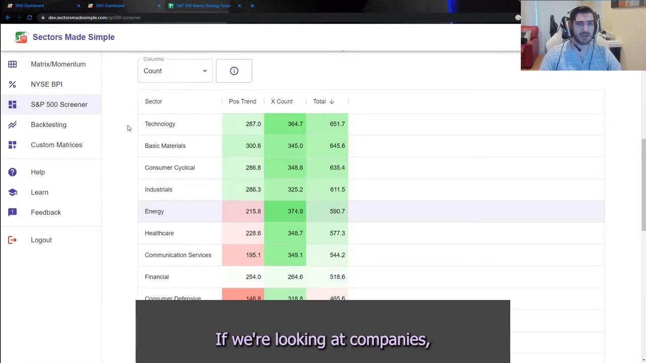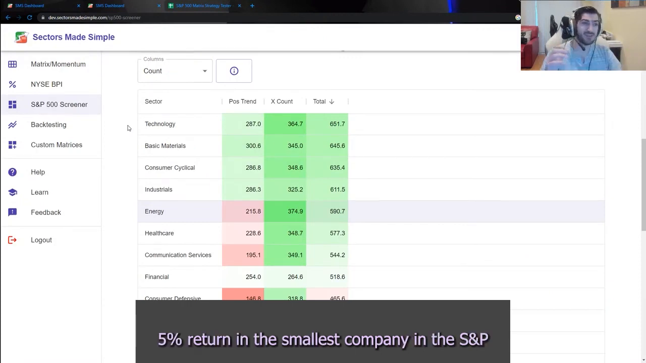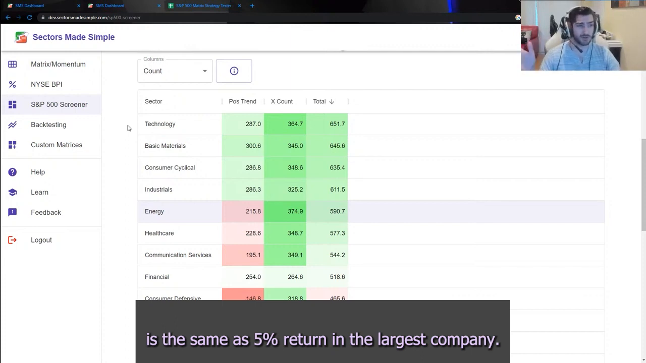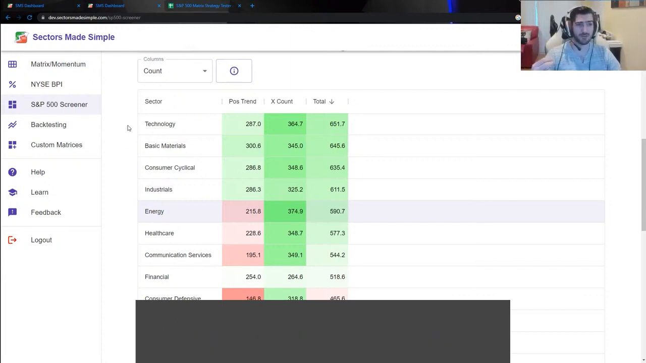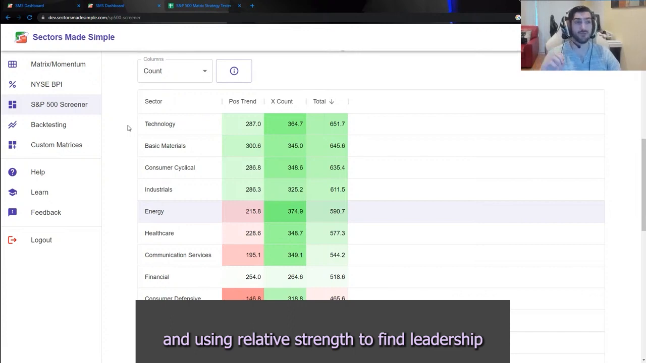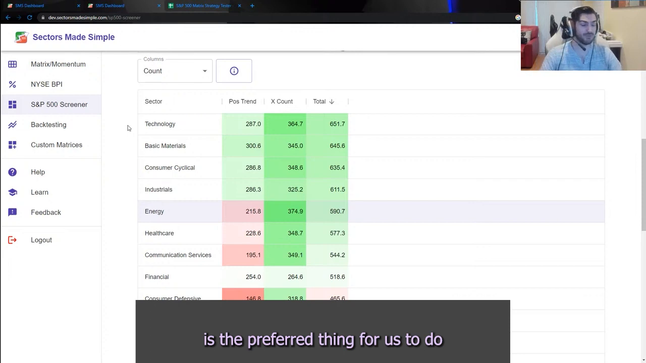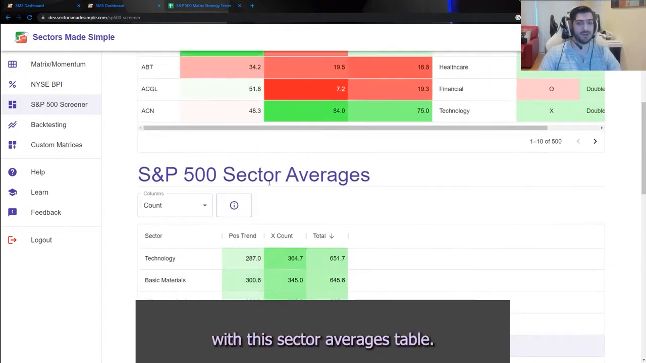If we're looking at companies, 5% return in the smallest company in the S&P is the same as 5% return in the largest company. So understanding relative strength and using relative strength to find leadership is the preferred thing for us to do and is made simple with this sector averages table.